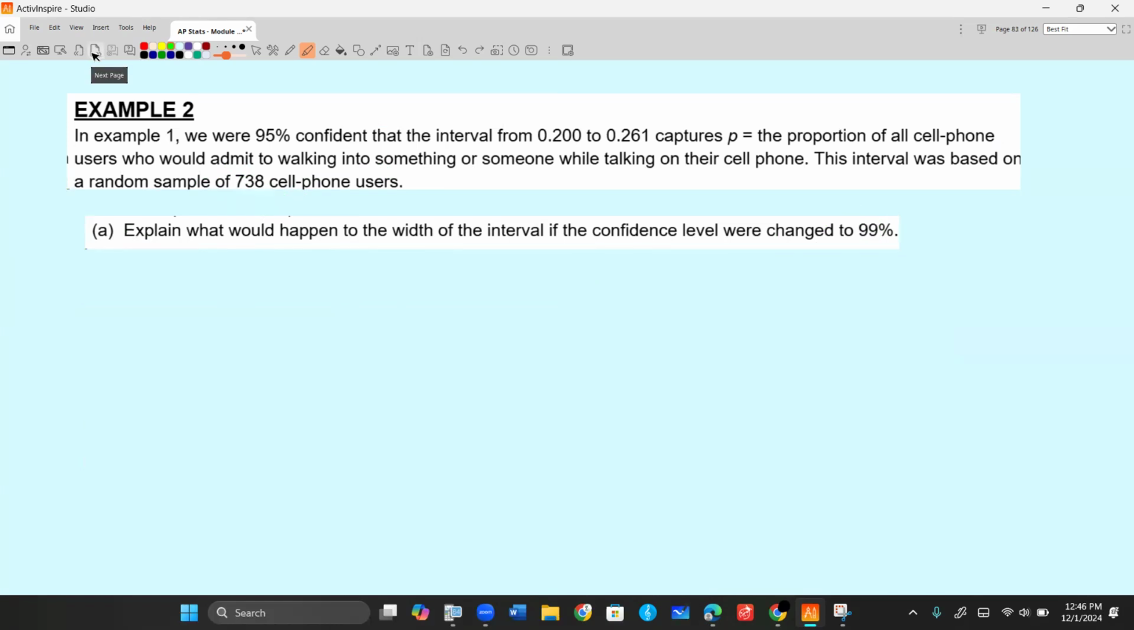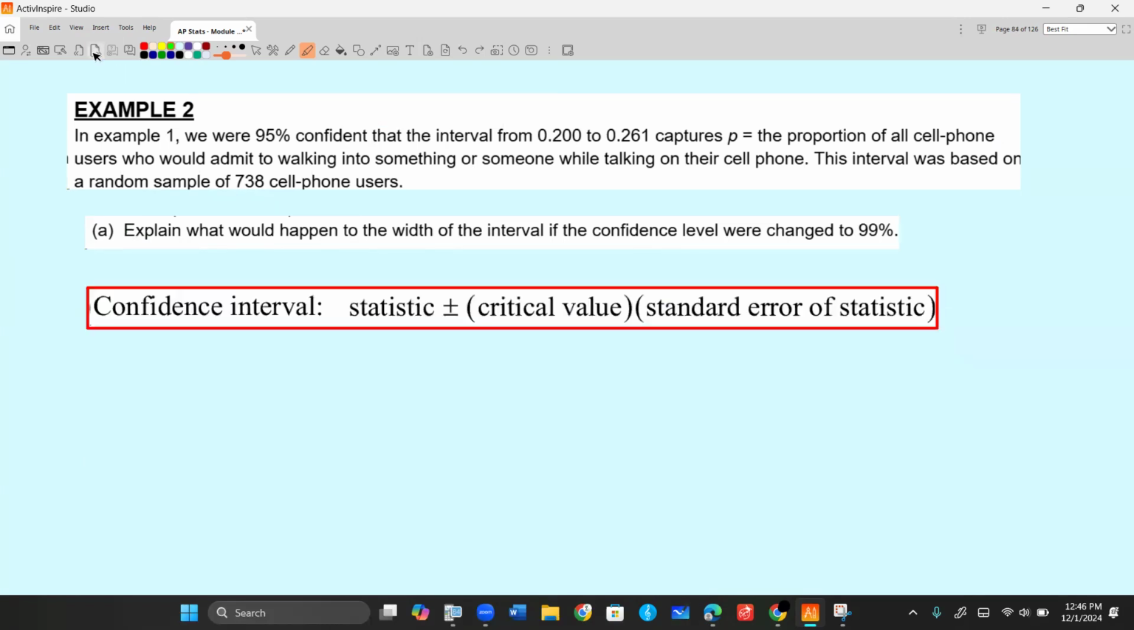Let's look at the first part. Explain what would happen to the width of the interval if we change it to 99%. Well, let's look at our formula. Let's picture what this formula looks like. It's statistic plus or minus critical value times the standard error. Now, that z star we get from the critical value. That's going to be based on our confidence level. So 99% is what they're asking us.